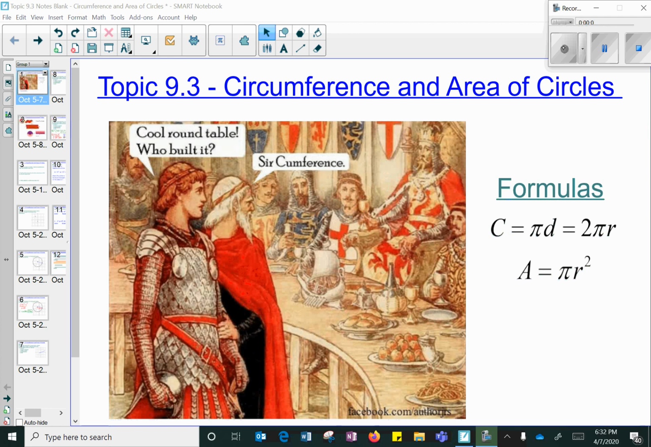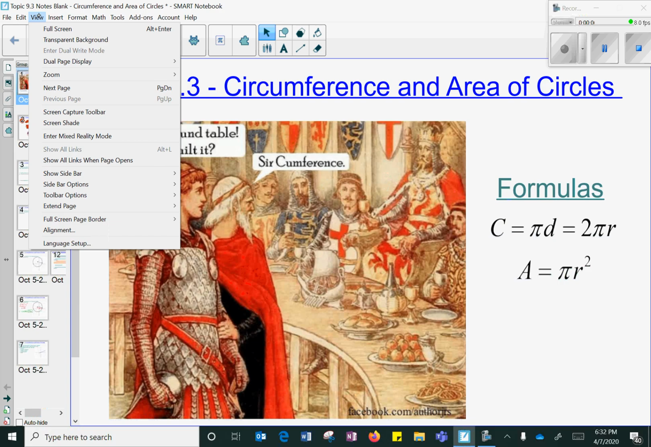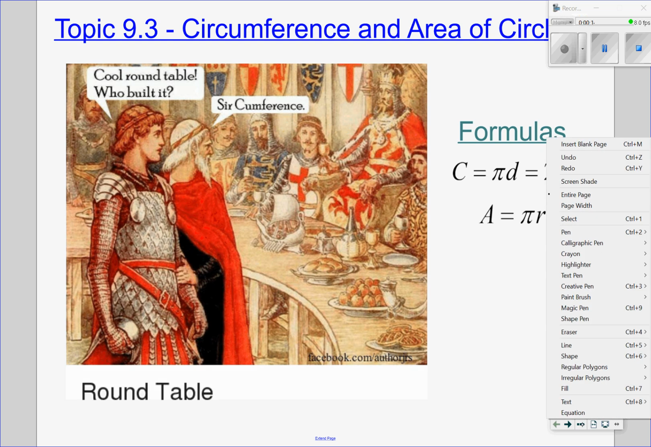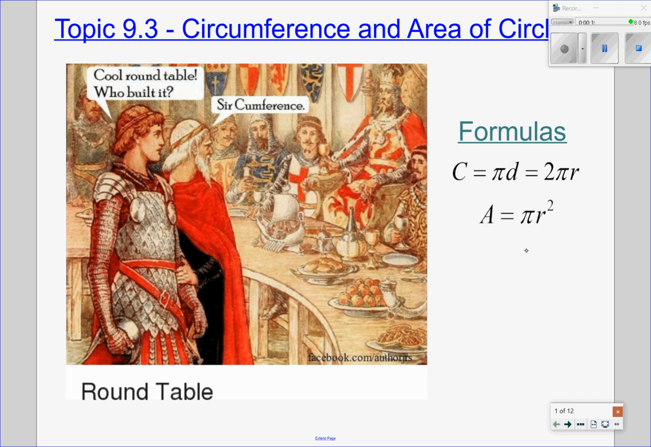Everyone, welcome to topic 9.3. We're going to go ahead and talk about circles on the coordinate plane today. And just a little recall here, we have our formulas over here to the right side. We're talking about circumference and area. We're switching it up from perimeter to circumference, and we're going to keep talking about area.